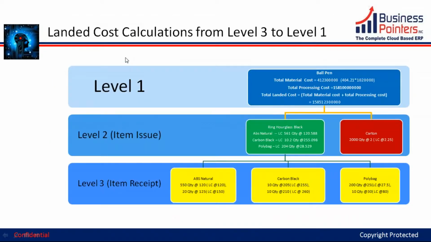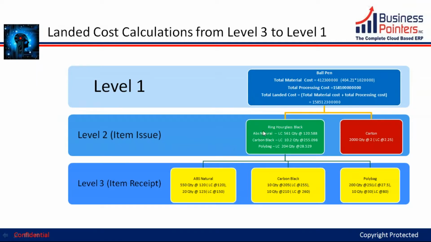The next slide depicts the landed cost calculations from level 3 to level 1. So the system automatically calculates as it's artificial intelligence based. So if you see over here, we have the total material cost, the total processing cost, and the total landed cost being calculated. So we have the total material cost that's being calculated from the bill of material. We have the total processing cost that's being calculated from the routing master, and then we have the total landed cost, which is the total material cost plus the total processing cost.